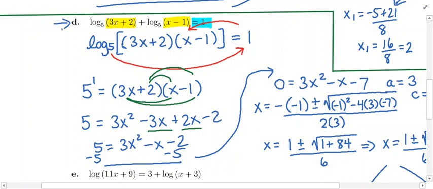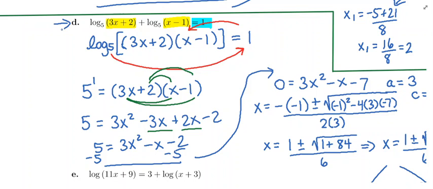Does it work in the original equation? You have two base 5 logarithms on the left side. It doesn't matter that the base is 5 when you're checking. We just need to make sure that if we pop this in as the x value, the quantity we're taking the logarithm of is not negative or 0. You have to check both logarithms. I'm going to focus on the first logarithm, the logarithm of 3x plus 2. That needs to be a positive number.